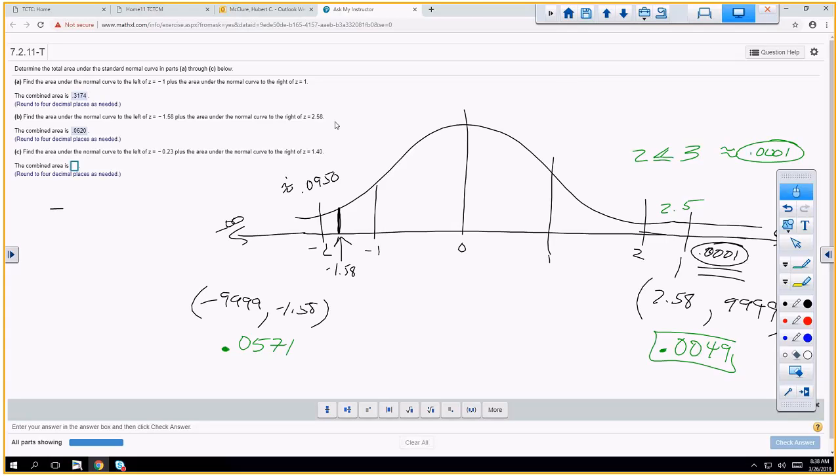And then it's 0.0807. Did you add them together? 0.4898. 0.4898, thank you both.